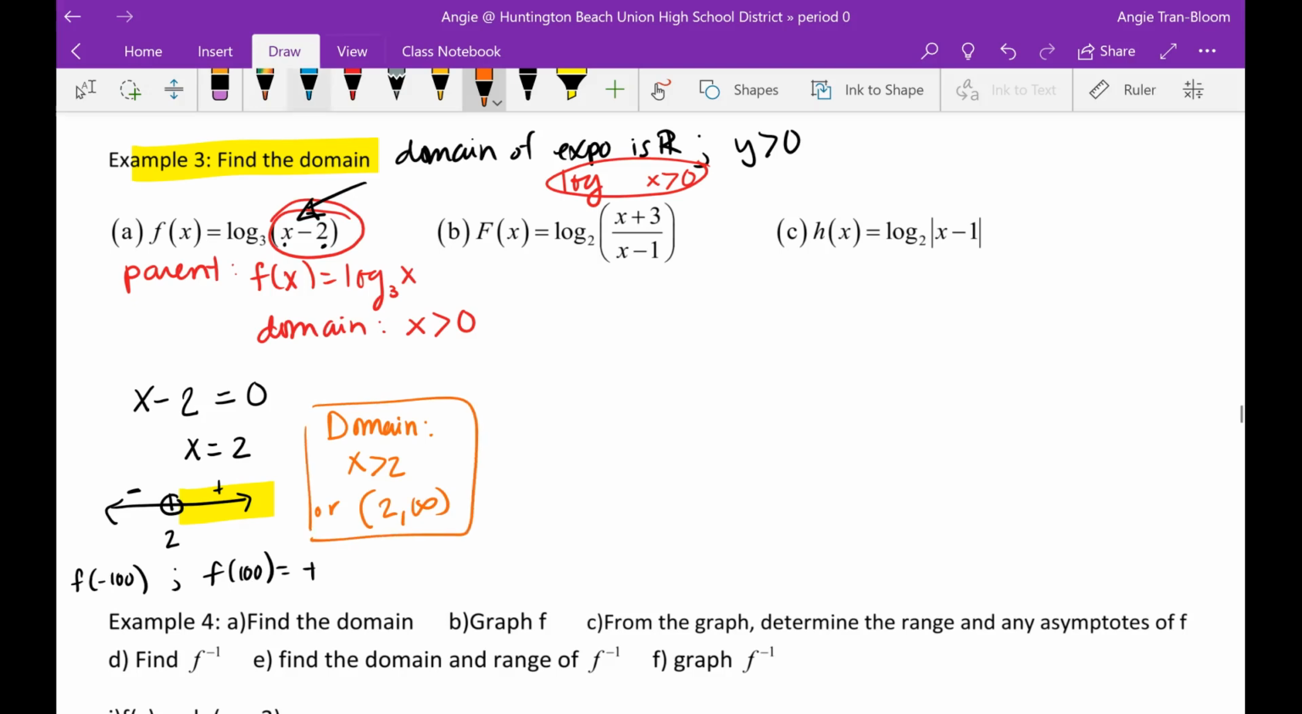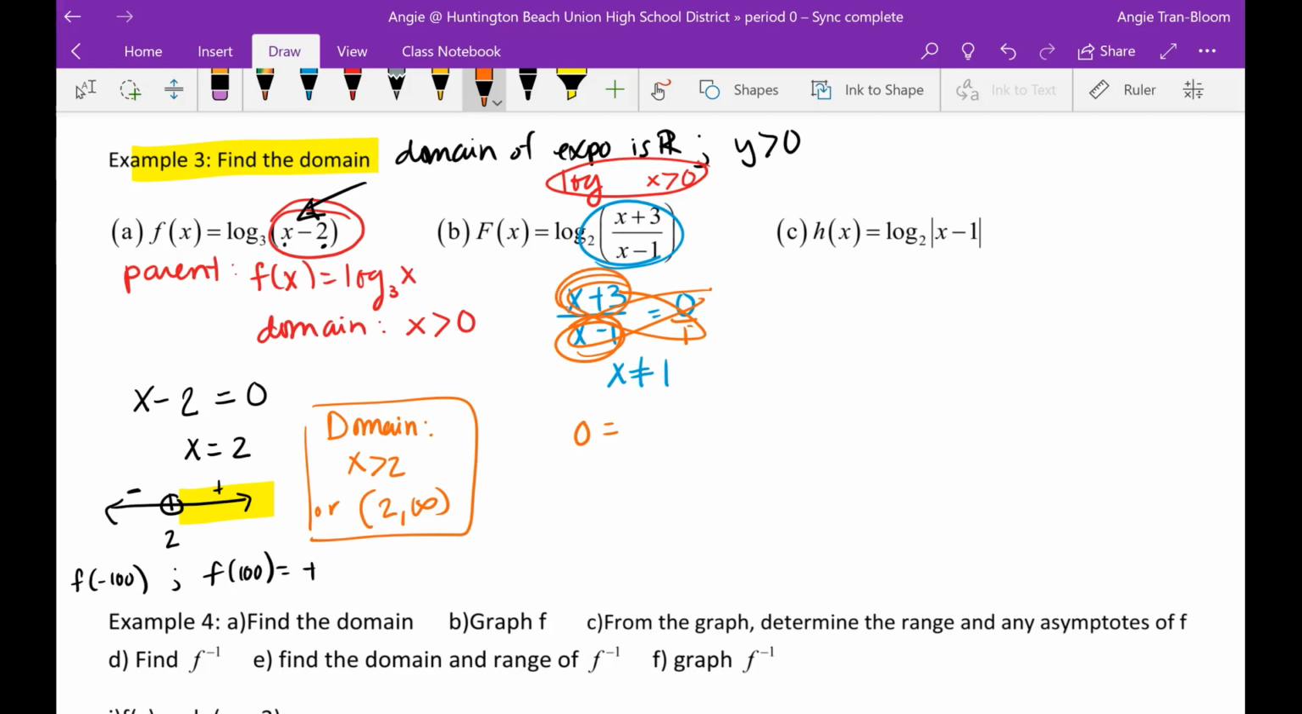Okay. Next, same thing over here. You take this and set it equal to 0: x plus 3 over x minus 1 equals 0. This is a fraction, so the first thing you have to take care of is your denominator. x can never ever be 1. Then you solve for it normally. You cross multiply: x minus 1 times 0 is 0, equals x plus 3 times 1, which is x plus 3. Solve for x, and x equals negative 3.